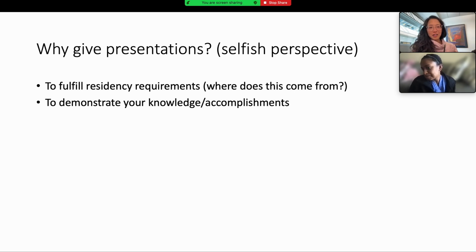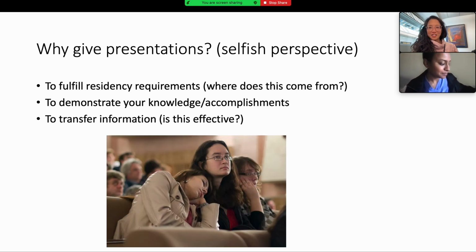It's in there somewhere. Another reason to present is to demonstrate your knowledge and accomplishments, to show off what all you've done, what all you have learned. These are pretty selfish reasons, and maybe not the most favorable to your audience. Another reason to give presentations is to transfer information. I have doubts about how effective this is. I know how much I remember from various talks, and it's almost nothing.